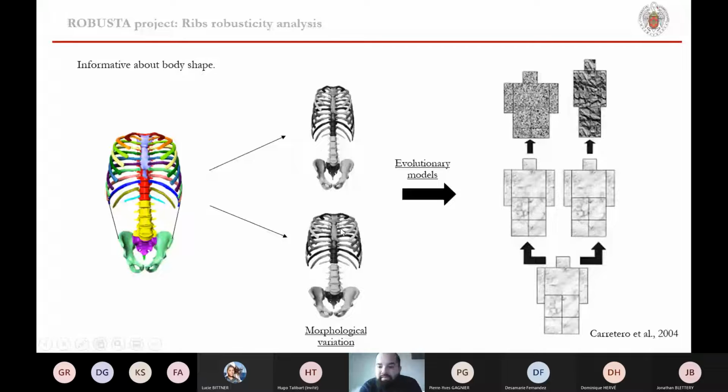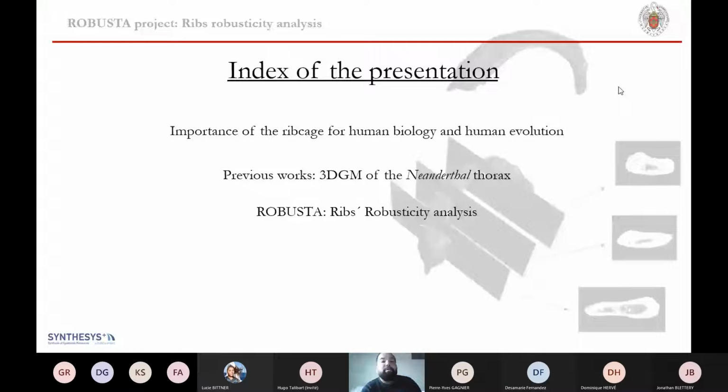In here you can see, for example, one model for the evolution of the body shape proposed by Carretero and collaborators in 2004, in which you can see different body shapes in different hominin species. So again, this square that you can see here, the central square, is going to represent the rib cage. So the rib cage in all of these models is going to be important because of the body shape of the individual.